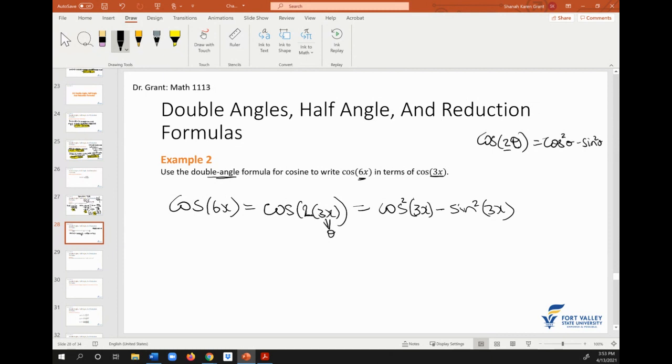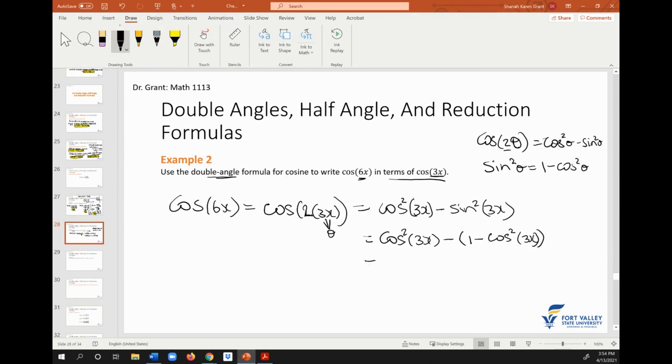Alrighty. The question though says to write it in terms of cosine. Now we know that sine squared, so it's very important to know all of these. Sine squared theta is 1 minus cosine squared theta. So I can rewrite this as minus, so this would be 1 minus cosine squared 3x.